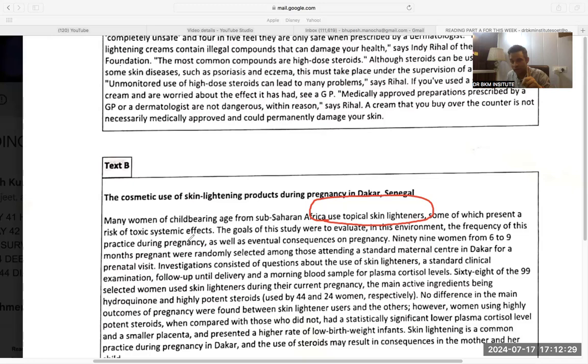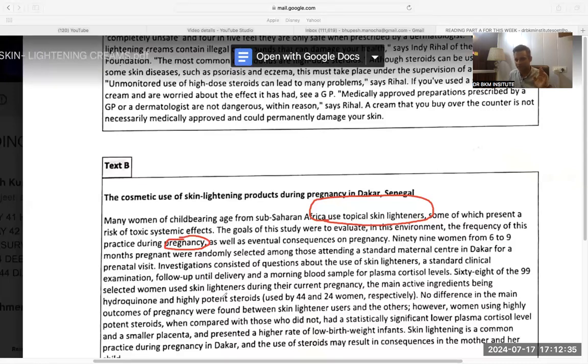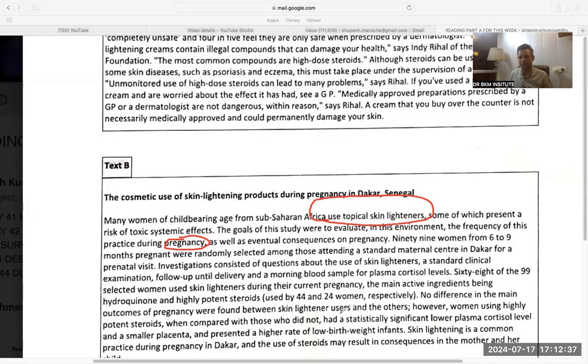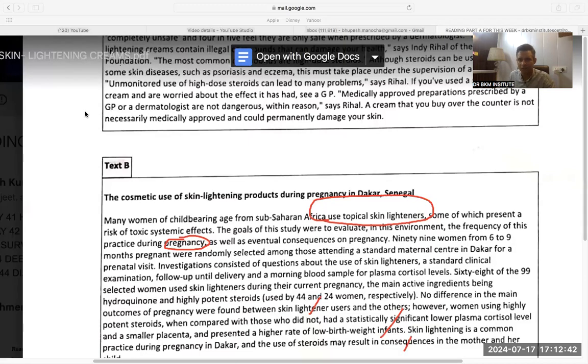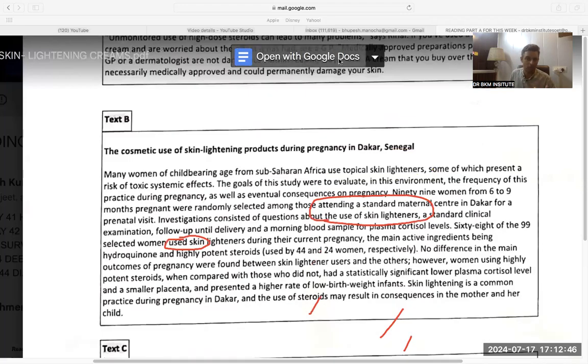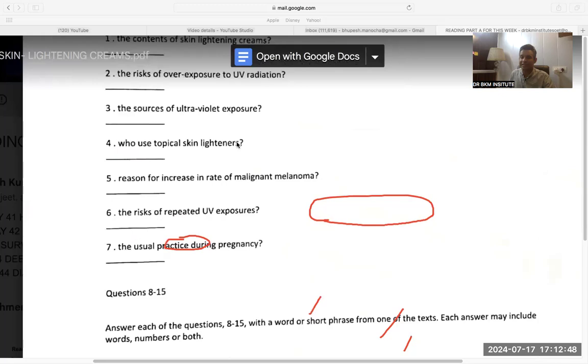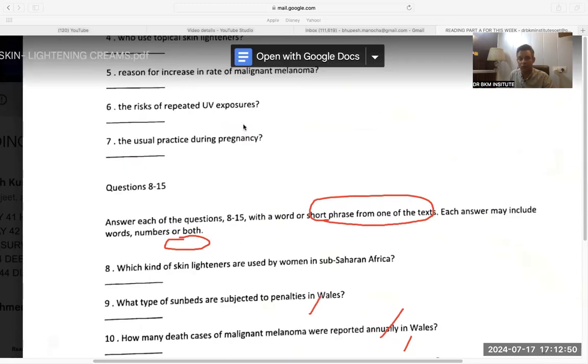Then you do pregnancy, and you don't know whether the pregnancy word is important or not. If you read the 1 to 7 questions first, reading the questions first, then you understand the pregnancy word is important. Otherwise, every word is important. Even this is important, this is important. How would you judge? So reading the questions is the first thing. I'm telling you again and again, you miss. I don't know why. This is the method to do reading part A.